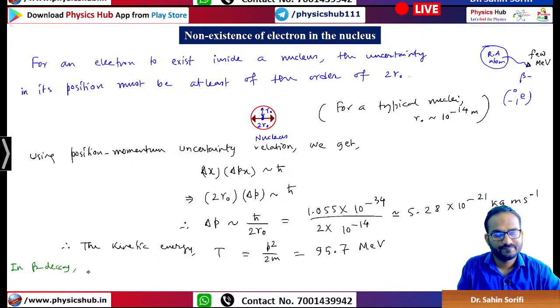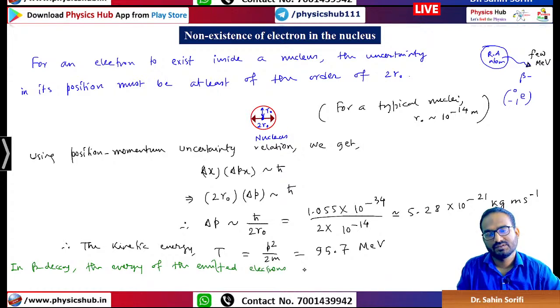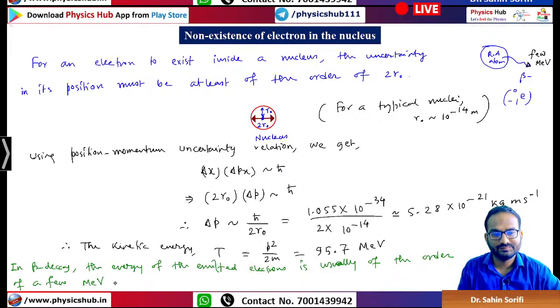In beta decay, the energy of the emitted electrons is usually of the order of a few MeV, 4 MeV to 9 MeV. That is for, I think, alpha particle, no? Yes, you can say it is less than 10 MeV, and here it is 100 MeV. If a beta particle had an energy of, let's say, 80 to 90 MeV, then we could say it is a part of the nucleus. But less than 10 MeV versus around 100 MeV, there is no match, right?